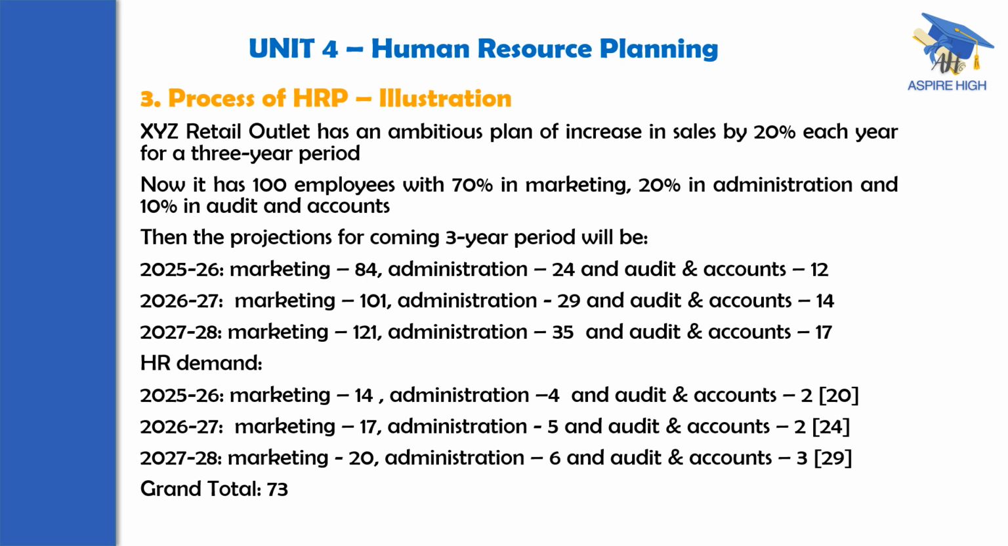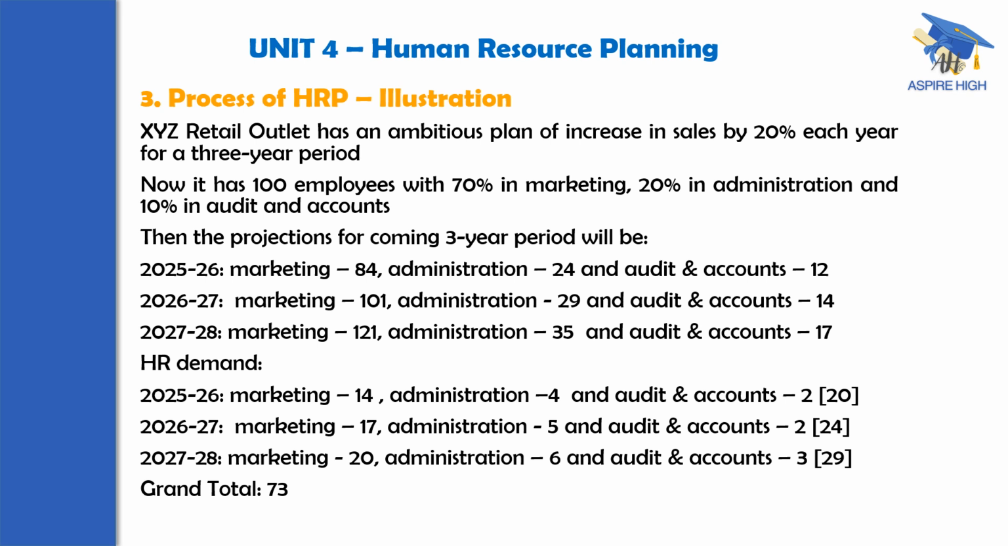How to assess the HR demand then? The expected number minus the existing manpower. That is, we are already having 100. That HR gap will come. In the year 25-26, marketing will need 84 minus 70, 14. Administration will need 24 minus 20, 4. Audit and accounts will need 12 minus 10, 2. Total 20 people are required. 14 plus 4 plus 2.